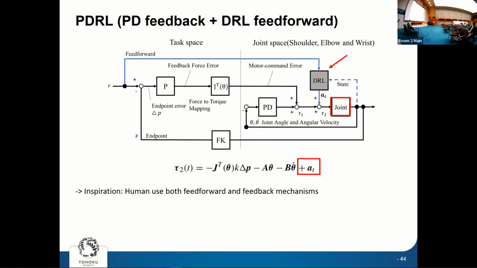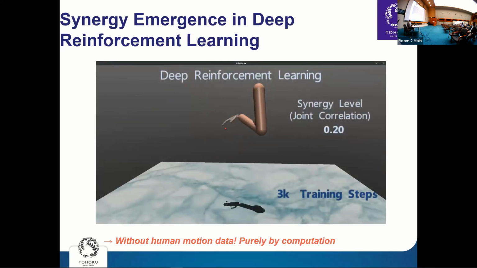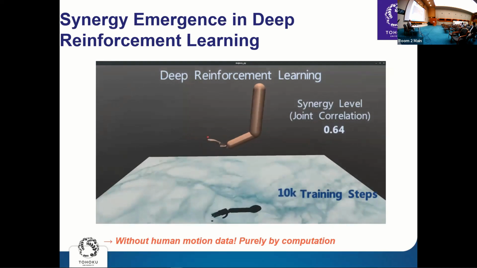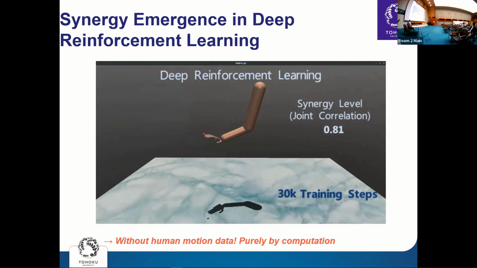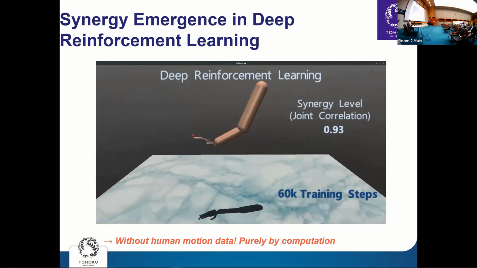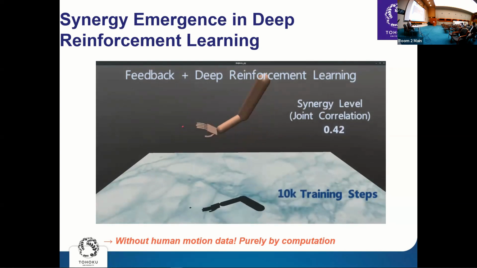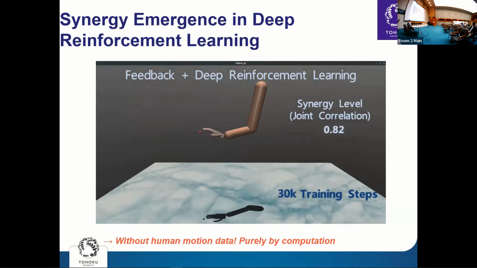Time is limited, so we also tried human reaching. That was initially the cheetah, but now human motion creation. And we never use human motion data here. Purely by computation, we could make nicely synergetic joint coordination. So we can reproduce human-like motion without using any human data. I think the reason is that energy efficiency is always behind human motor control.